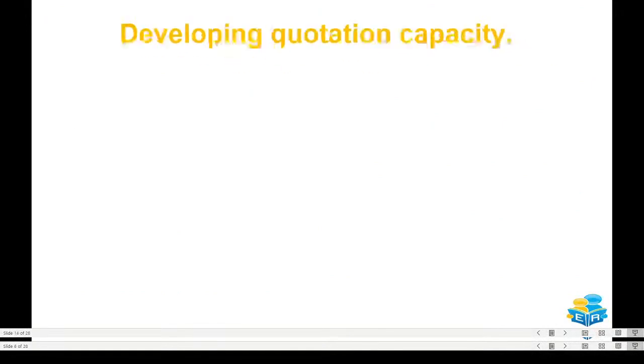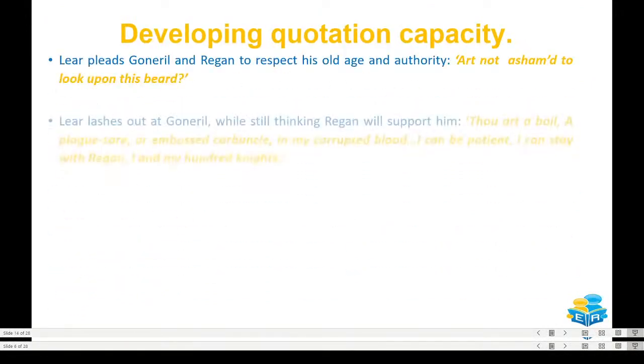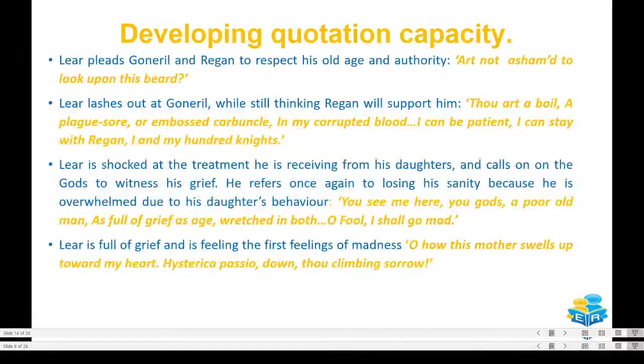Okay. So developing quotation capacity. I've all these dandy quotes for you here. I'm not going to go through them all. There is just this one here, the third bullet point, you might see. Lear is shocked at the treatment he is receiving from his daughters and calls on the gods to witness his grief. He refers once again to losing his sanity because he is overwhelmed due to his daughters' behaviour. "You see me here, you gods, a poor old man, as full of grief as age, wretched in both. O fool, I shall go mad."